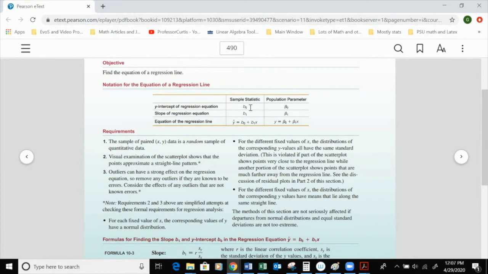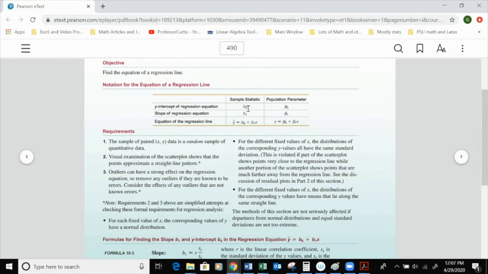This is a beta, and corresponding to B0, the sample statistic, there is a beta 0 population parameter, which we are trying to predict. And corresponding to the B1 sample statistic, there's a beta 1 population parameter. Corresponding to the Y hat regression line, there's a Y regression line. And see now why I made such a big fuss about this Y hat and this Y.